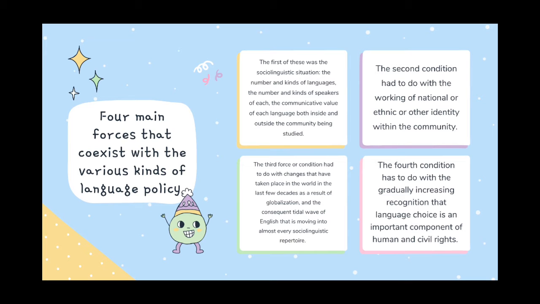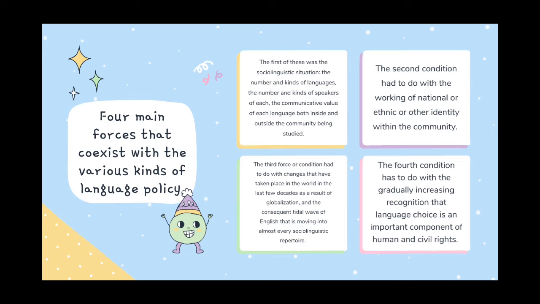The third force or condition had to do with changes that have taken place in the world in the last few decades as a result of globalization and the consequent tidal wave of English that is moving into almost every sociolinguistic repertoire. In the last few decades, this power has doubled its effectiveness and narrowed the choice of language. As a result, most societies that are now experiencing the effects of globalization are rapidly beginning to acquire better knowledge of the world language, English. This has various implications for a country's language policy. In some countries, it is the target of language management to combat its influence, and it can also become a natural goal of language acquisition plans and replace poorly developed indigenous languages. It does not affect language management, but it does affect language practices.